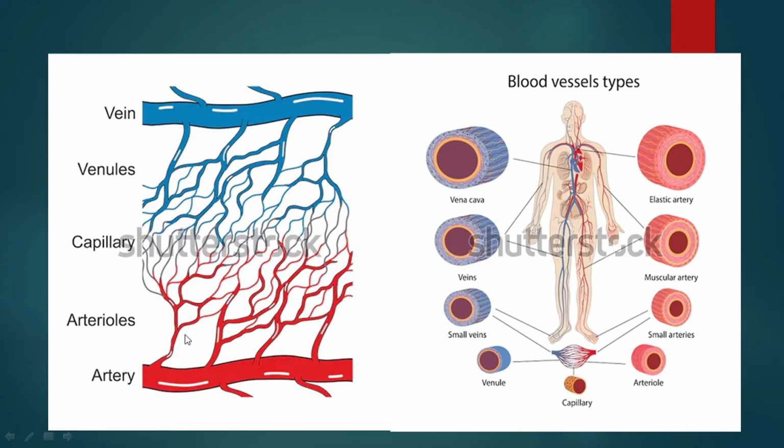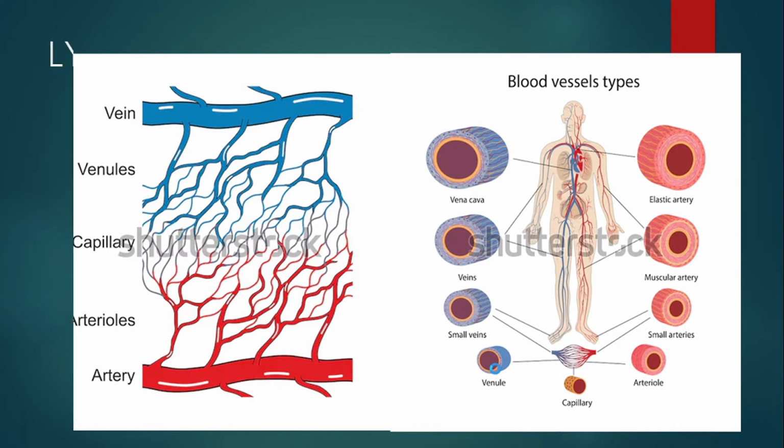In the first image, we can see the arterioles are thinner than the arteries and the venules are thinner than the veins, and in the capillary, the junction area, the gaseous exchange of the deoxygenated and oxygenated blood occurs. And as we studied earlier, there are three different types of blood vessels: arteries, capillaries and veins. Now we'll see the arrangement. The largest one is the elastic artery, then muscular artery, small arteries, arteriole, vena cava, veins, small veins and venules.